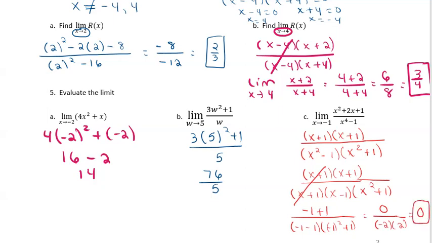It's okay to have a value of 0. It's not okay to have division by 0. And this right here, we need our limit as x approaches -1, so that we know we did our direct substitution there.